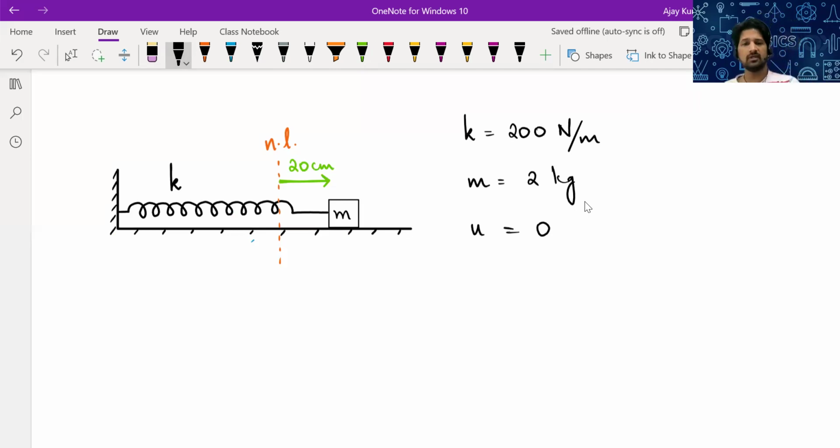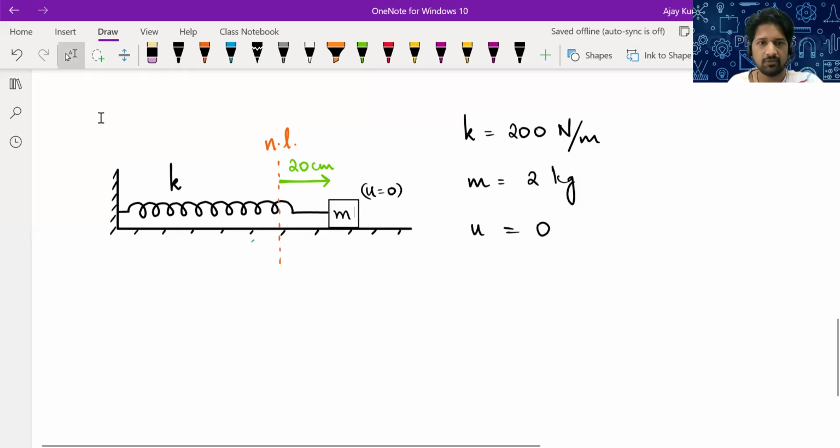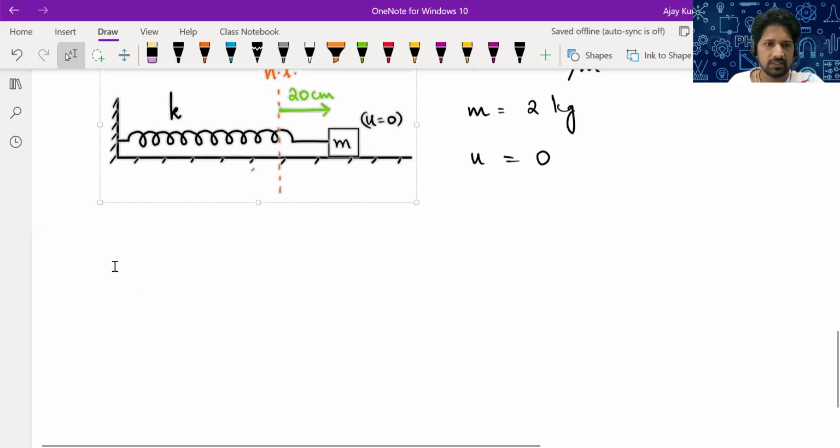Now we have visualized what happens to this system. After you release this block, the spring force will pull it to the left. It will gain velocity. Here it is at rest. It will gain velocity, and when the spring returns to natural length, the block would have gained some velocity by then. Determine that velocity.